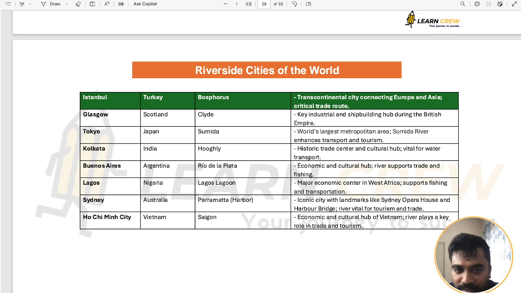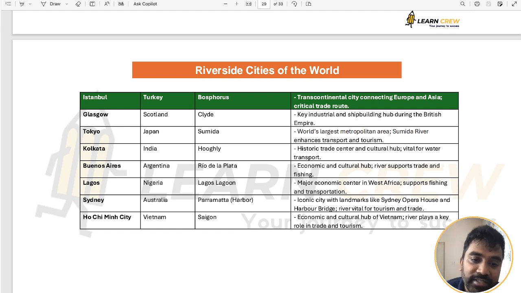Just to sum it up, African civilization, it is near the river Nile. City related to it is Cairo, the country is Egypt. Mesopotamian civilization, the river related to this is Tigris. The city is Baghdad. The country is Iraq.